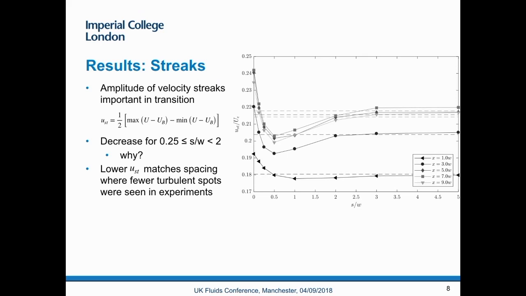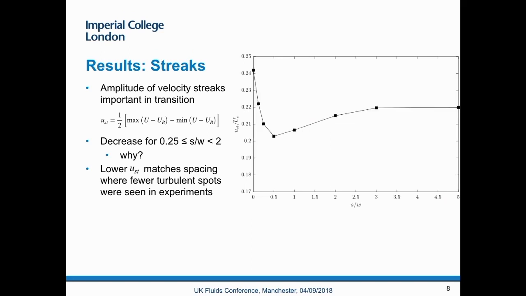You can see wide spacings are fairly consistent. Small spacings do something funny, but where we got that drop in the number of turbulent spots we saw in our experiments, you can also see there's a decrease in the amplitude of the velocity streaks. If I focus on this one here, which I've just taken at one downstream position, you can quite clearly see there's a definite minimum there.